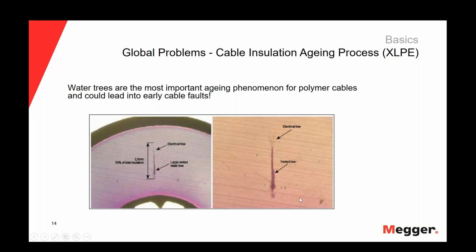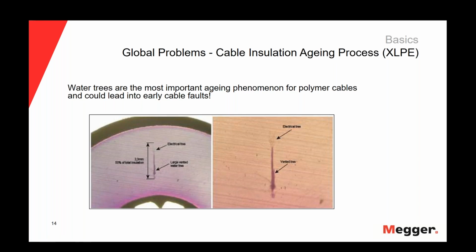So in the case of XLPE cables, we have, of course, the wire trees, which are the most important aging phenomenon for polymer cables and could lead to early cable faults, as we saw in the previous slide.